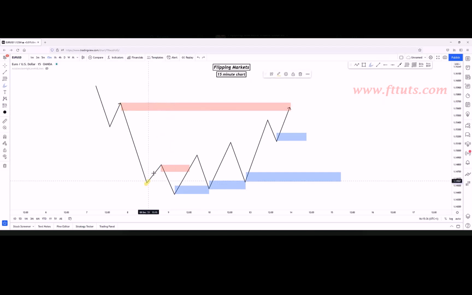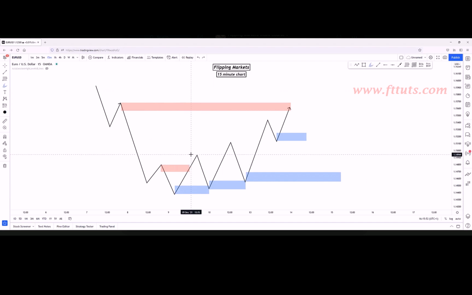Okay, after this, price created this pullback here, and after this pullback, broke structure to the downside again. This means we will have another supply zone, which is right here. After this, price broke through this supply zone. So this means demand took over control from supply.